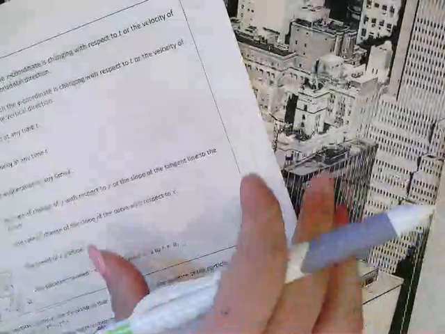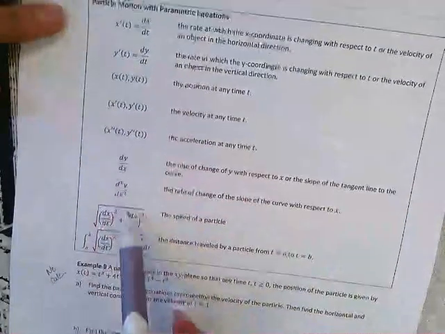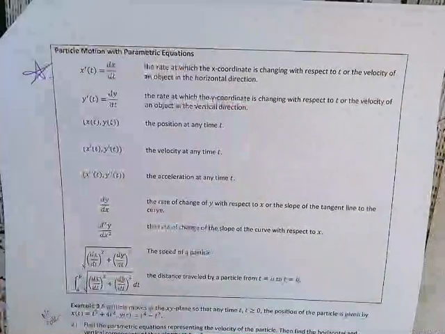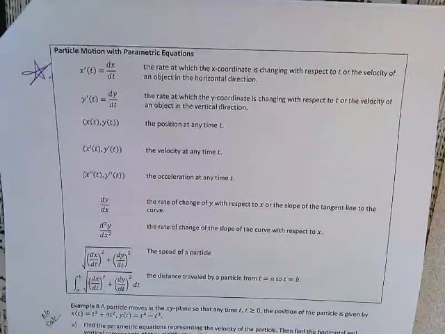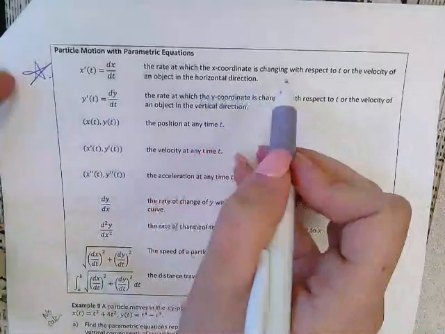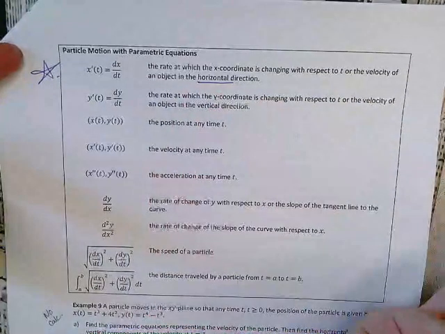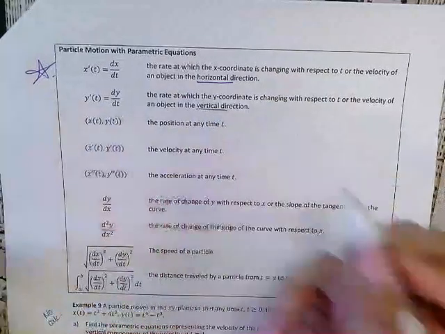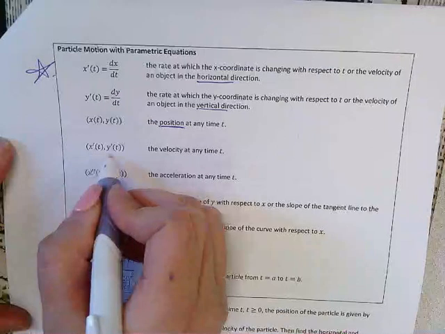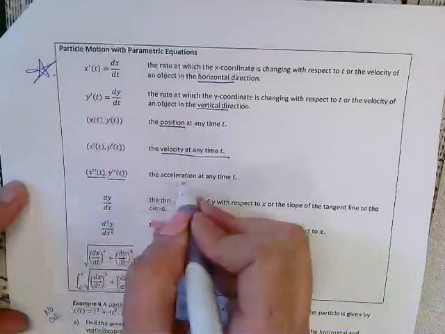So that's arc length. Now the last page is just a summary of everything that I kind of just talked about. Okay, this is very, very important that you, I mean, not necessarily memorize this page, but understand that the derivative of x is the rate at which the x-coordinate is changing with respect to t, or the velocity of an object in the horizontal direction. This is the velocity of the object in the vertical direction. X of t and y of t is the position. X prime of t, y prime of t is the velocity at that time t. X double prime of t, y double prime of t is the acceleration.